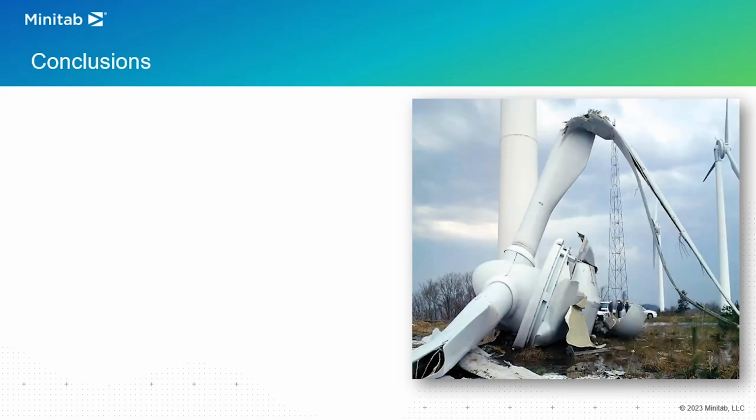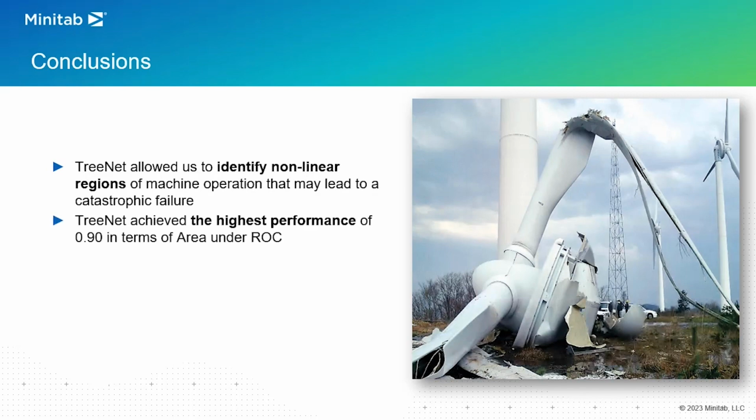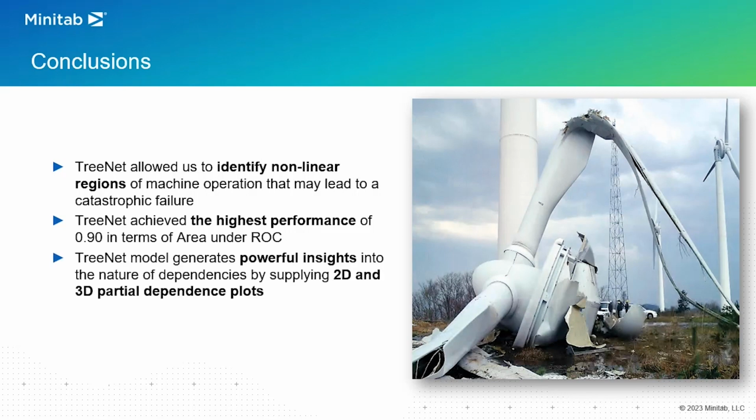But let me move on to our conclusion here. The conclusion is that TreeNet allowed us to identify nonlinear regions of machine operation that may lead to a catastrophic failure. And TreeNet achieved so far the highest performance of 0.9 in terms of area under the ROC curve. And the TreeNet model generates, therefore, powerful insights into the nature of dependencies by supplying 2D and 3D partial dependence plots. And that's basically what we have with this example.